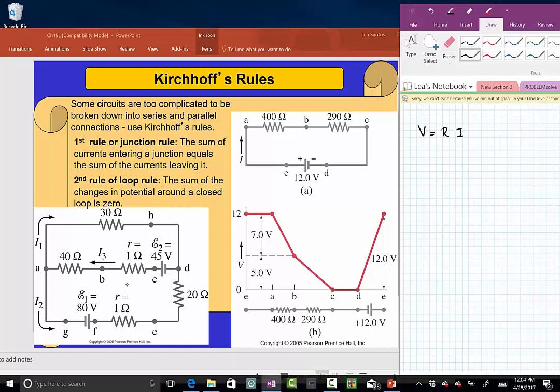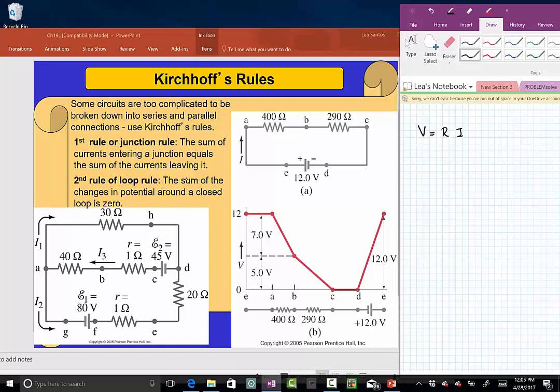The first Kirchhoff's rule, or junction rule, says the sum of currents entering a junction equals the sum of the currents leaving it. As we said, the charges are conserved, they don't disappear, they are not created from nothing. So whenever we reach a junction, the sums will have to be equal.